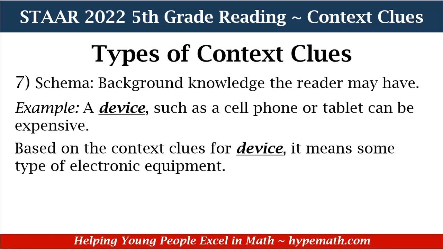Lastly, we have schema. This is background knowledge the reader may have. In our example, our sentence is, "A device such as a cell phone or tablet can be expensive." Well, you know what cell phones are and also tablets, so you can determine that device could mean some type of electronic equipment. Okay, and those are the types of context clues.